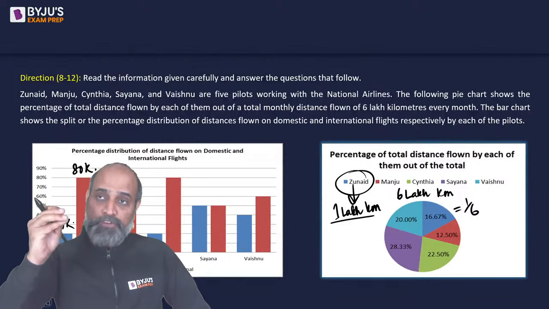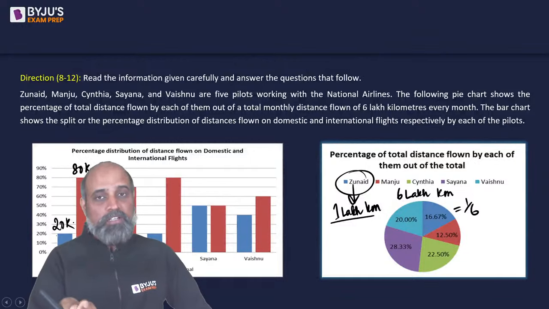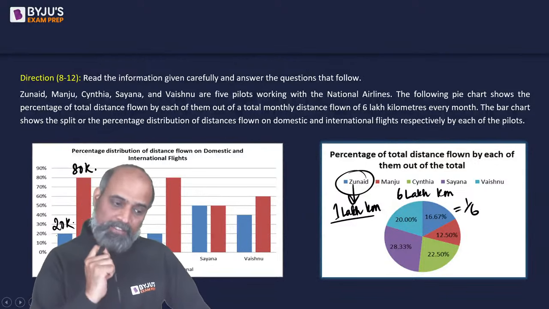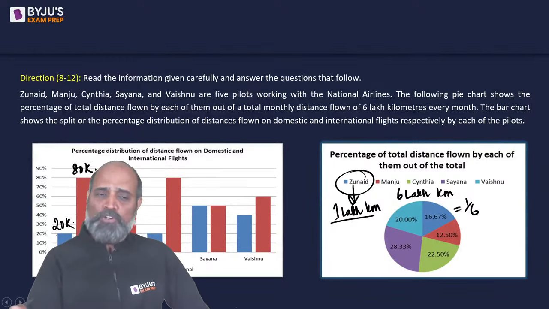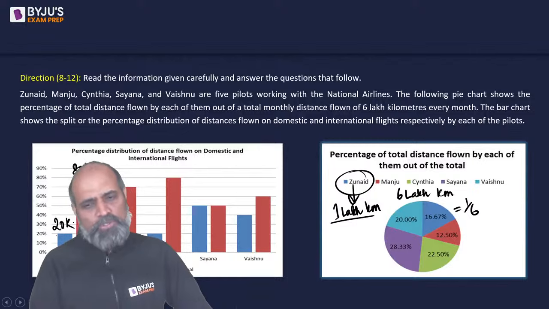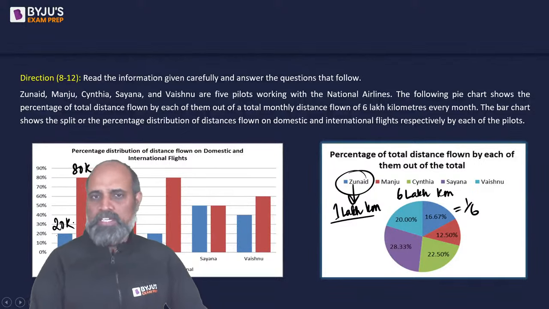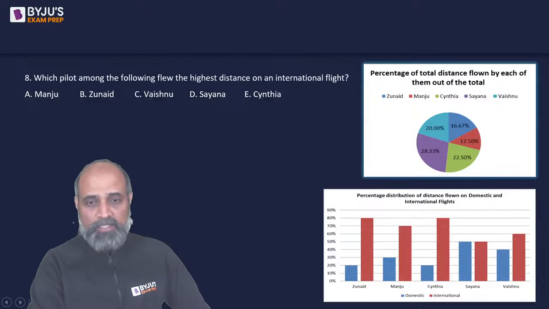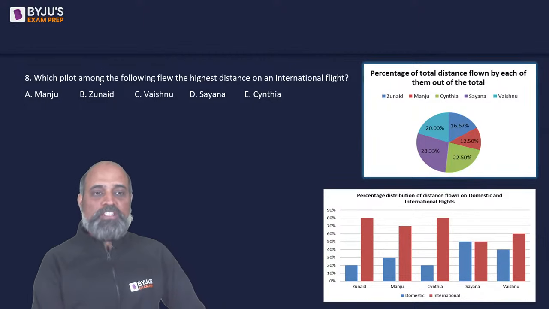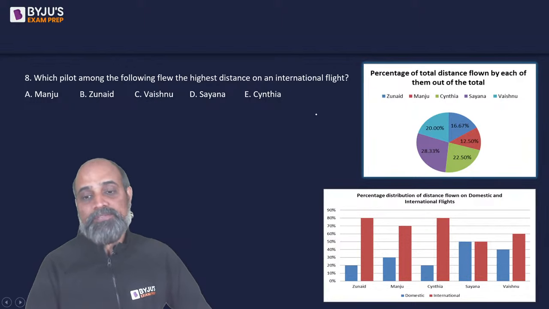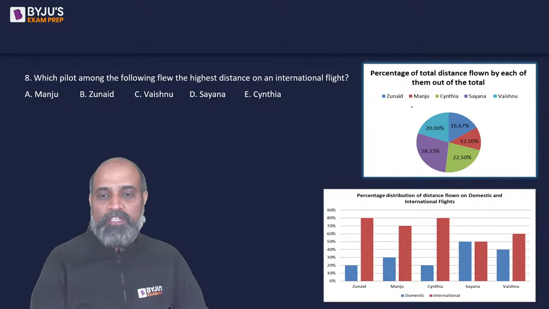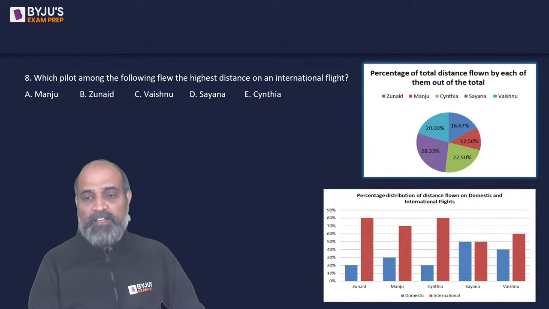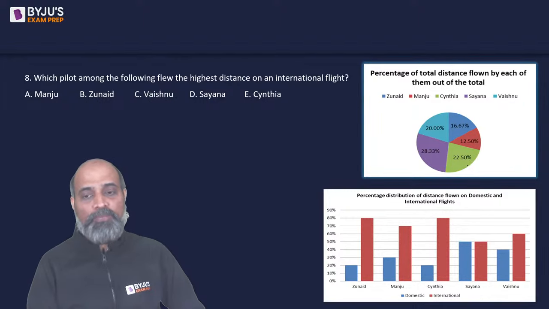Once we can follow a particular element and check its values, and if we are able to calculate it, we don't have to really solve for everyone. Now we'll go straight to the question, because now we understood what kind of calculation we have to perform. Okay, so the first question is, which pilot among the following flew the highest distance on an international flight? Right? So look, what I'm going to do is 20%, 28.33, 16.67, 12.5, 22.5.